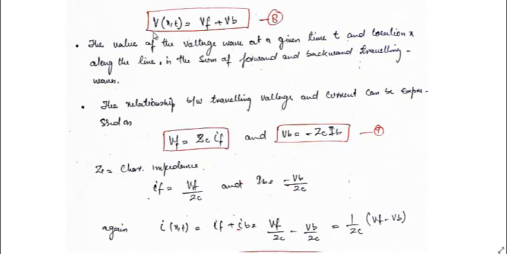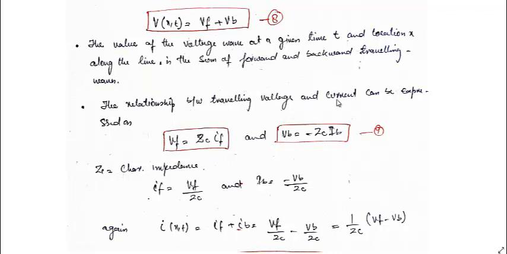So we can write V of x and t is equal to Vf plus Vb. The value of the voltage wave at a given time t and a location x along the line is the sum of the forward and backward traveling waves, because at any point there are two waves which make the total traveling wave. One is the forward, another is the backward.